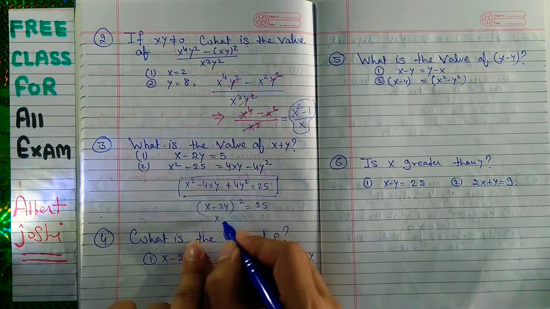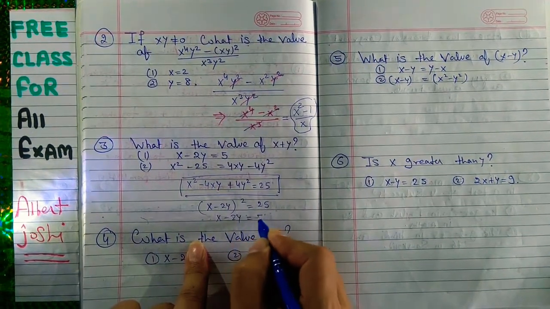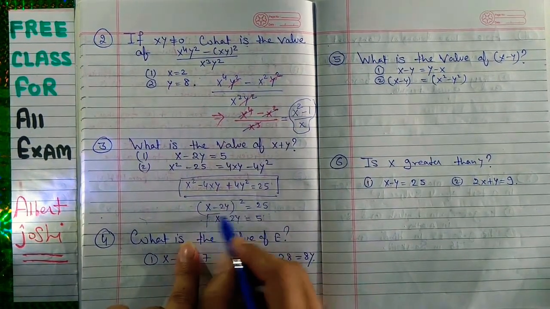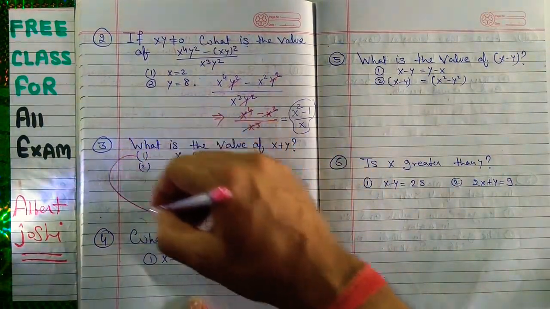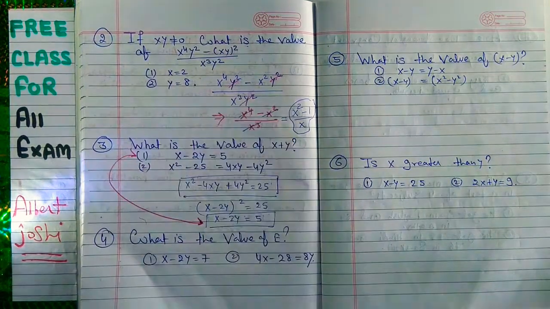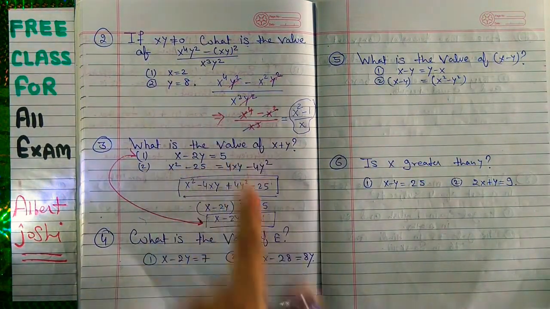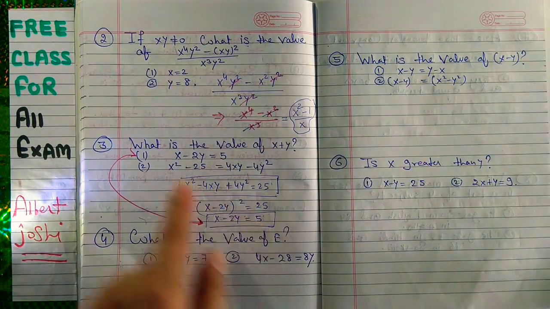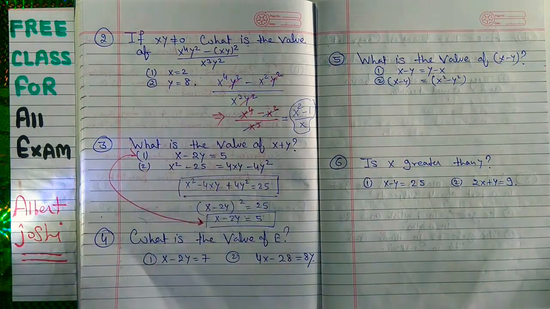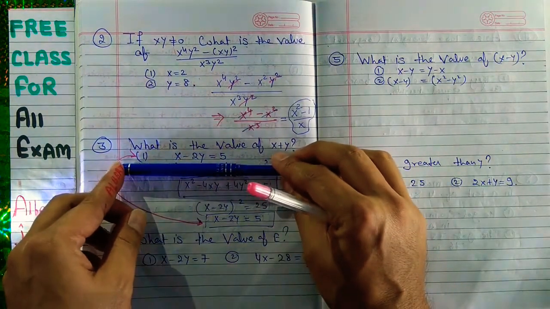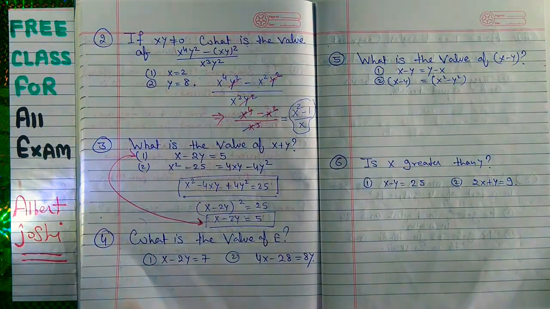So you are getting x minus 2y is equal to 5. You can see this and this both are the same: x minus 2y is equal to 5 and x minus 2y is equal to 5. If both are the same, there is no need to give this. Why has he given us this second statement? That is nonsense.